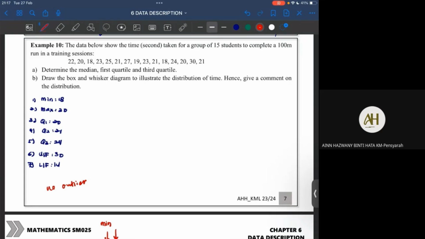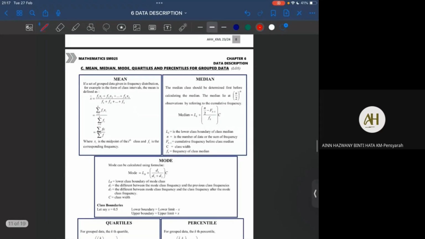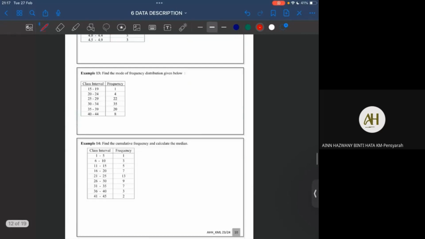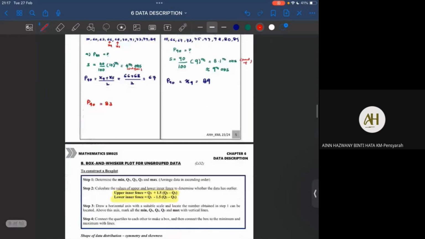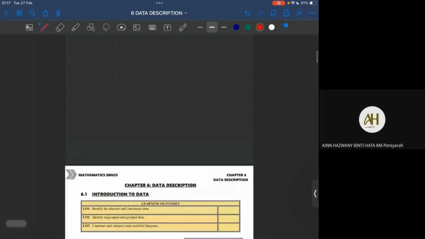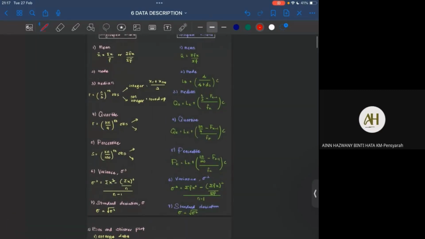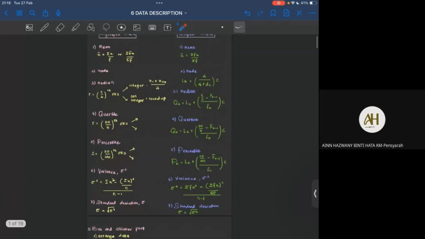Nanti kita akan discuss. So I think we are going to stop here untuk ungroup data kita. Okay, so next class we are going to continue for group data and also measure of dispersion kita. Ada soalan? Ada Miss. Okay, so setakat ni selesai di sini dan juga selesai di sini. Okay, variance and standard deviation kita akan belajar sekali terus untuk group dan ungroup data.